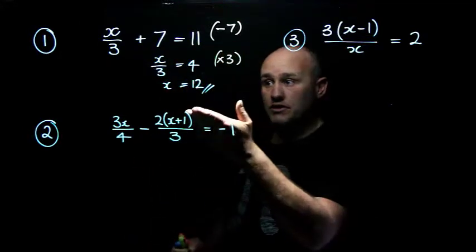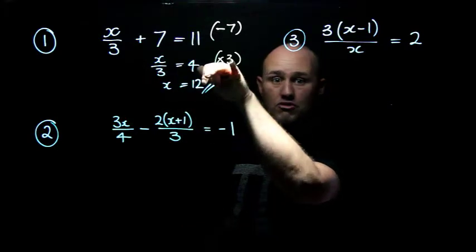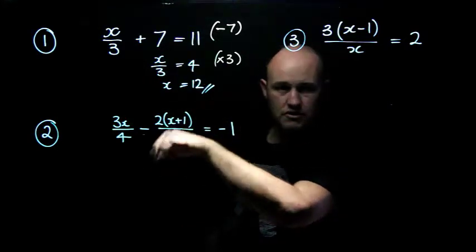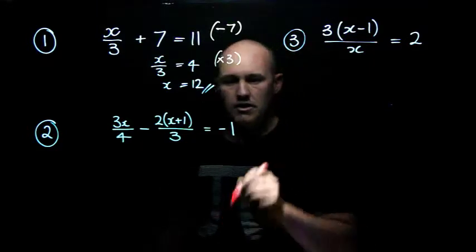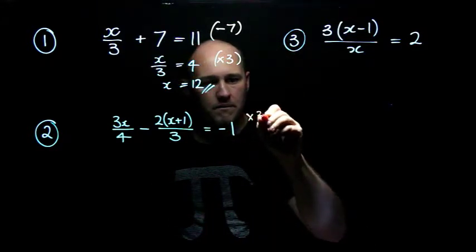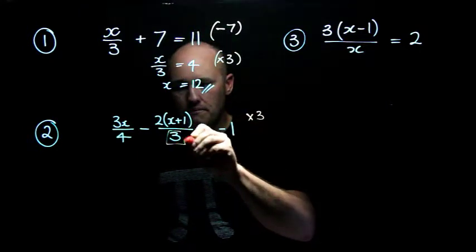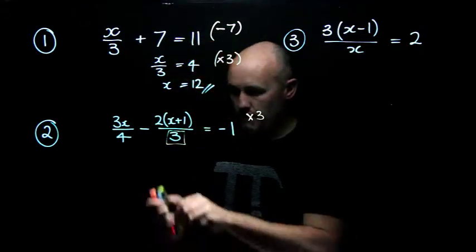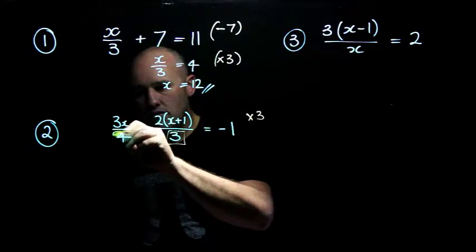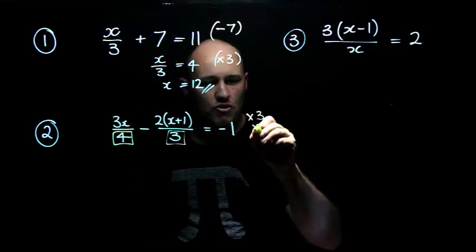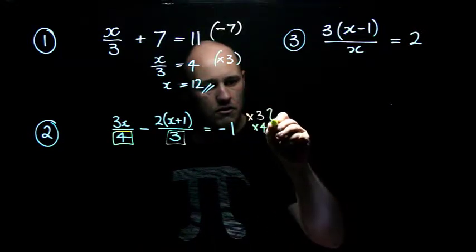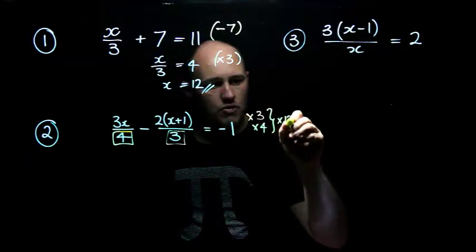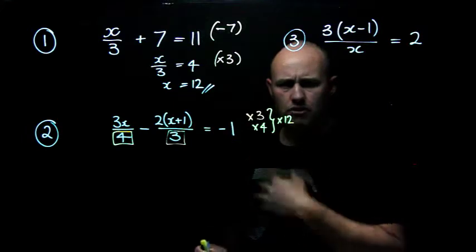You remember in the first example, to get rid of this 3 in the bottom, we just multiply by 3. I'm going to do the same thing here. I'm going to do it all in one go. So I'm going to multiply by 3 to get rid of this 3 here. But I also want to get rid of that 4. So to get rid of that 4, I'm going to also multiply by 4. And hopefully you can see that in total, that's going to mean I'm multiplying by 12, because times 3 times 4 is times 12.